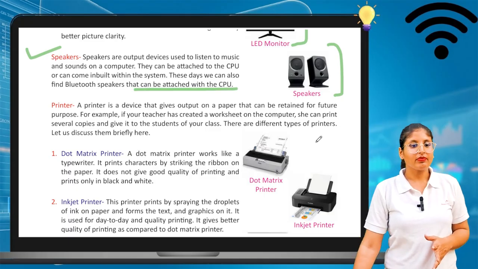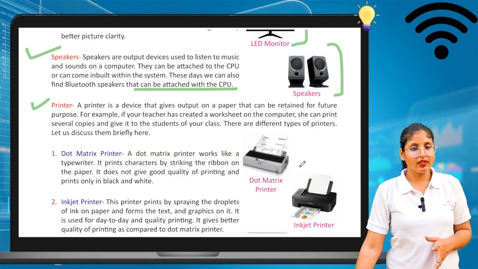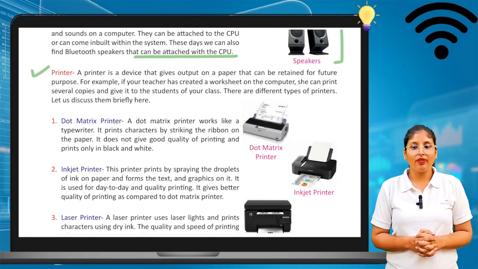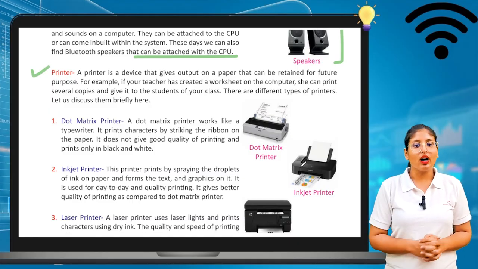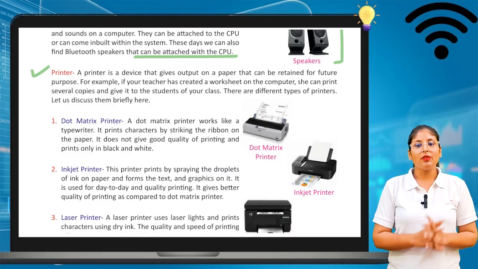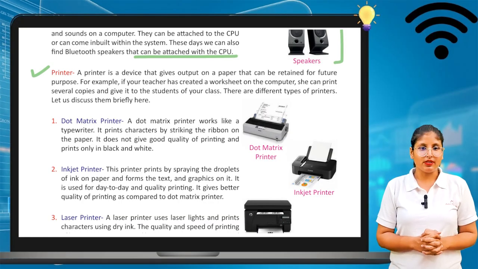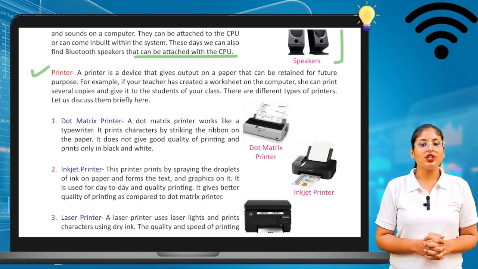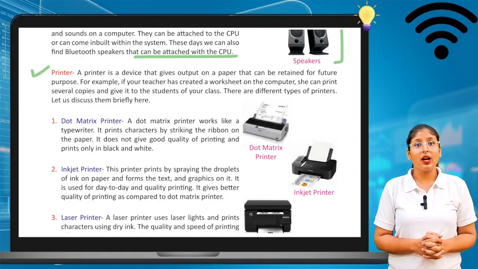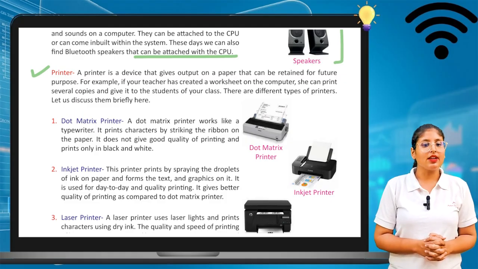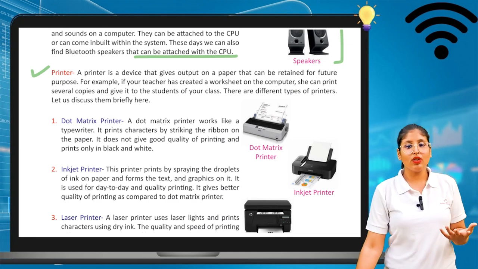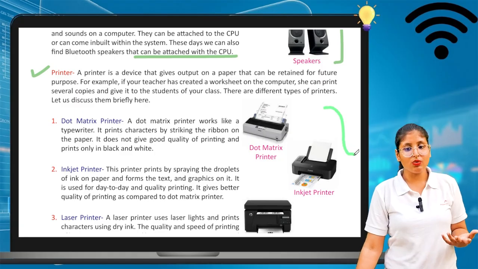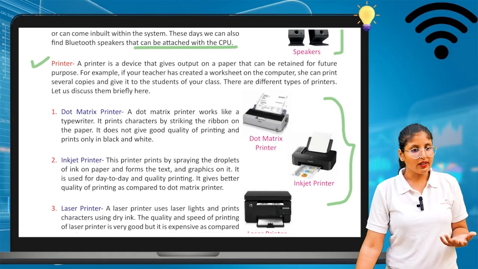Now the printer. A printer is also an output device. A printer is a device that gives output on paper that can be retained for future purposes. For example, if your teacher has created a worksheet on a computer, she can print several copies and give them to the students of your class. There are different types of printers. What are they? Let's see.